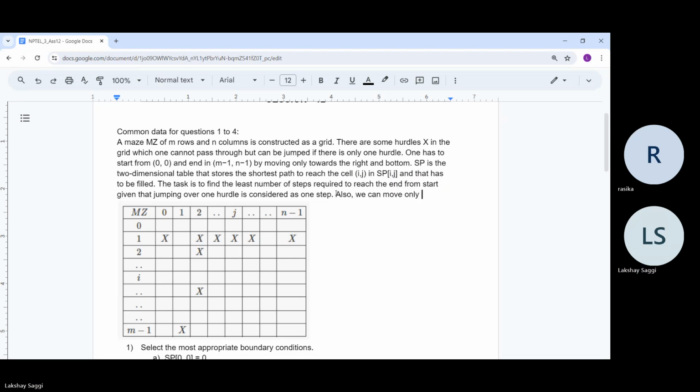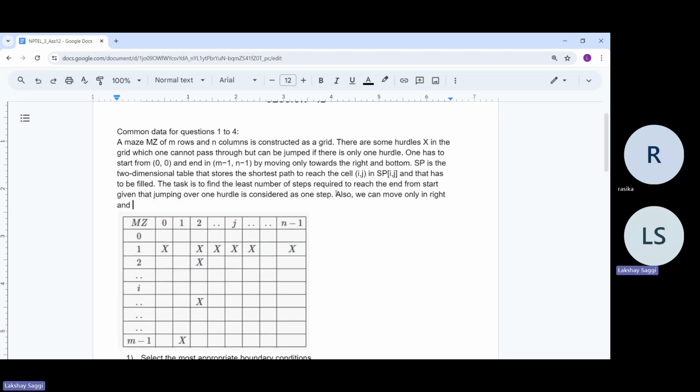Move only in right and downward directions in the grid. So either I can go right or I can go down in this grid. At one point of time I can just go right. In the second step maybe I can go down, then again right or down or something.